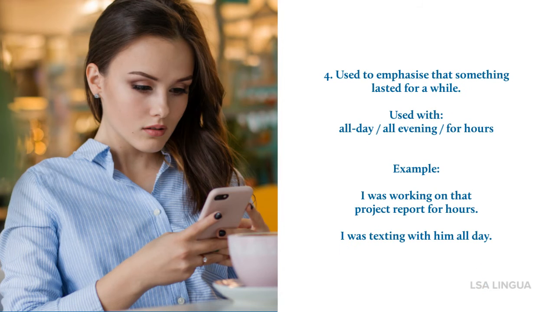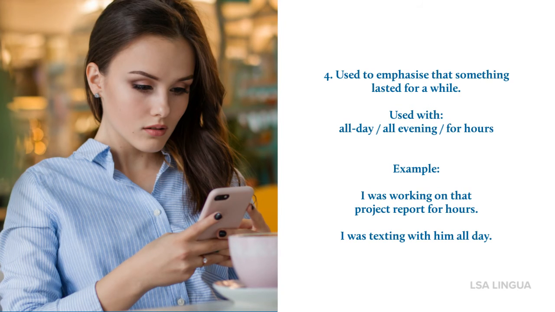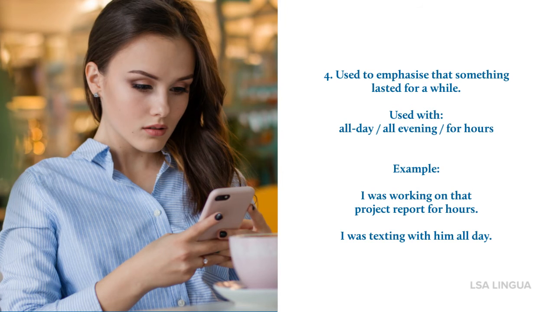And finally, the past simple continuous is used to emphasize that something lasted for a while. So the duration of an event is emphasized. And it's used with time expressions like all day, all evening, for hours. For example, I was working on that project report for hours. I was texting with him all day.